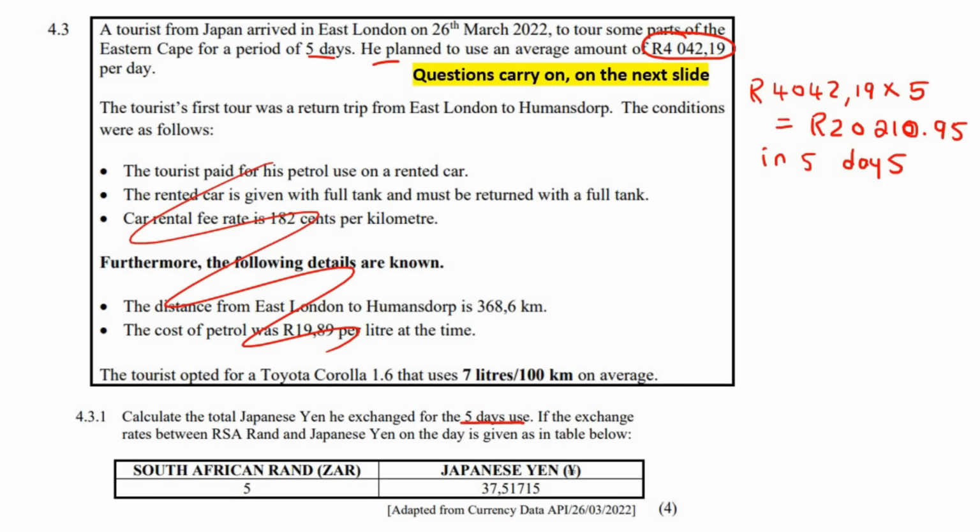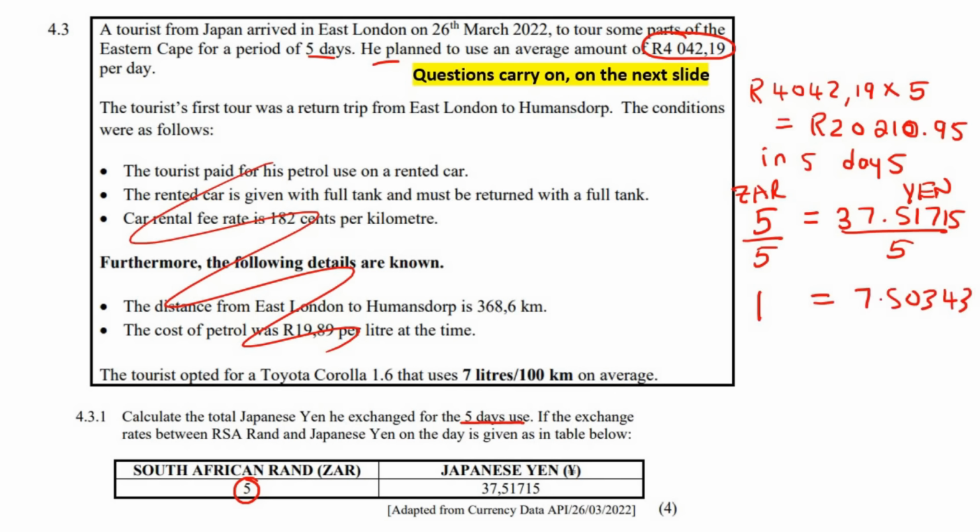Okay, now they're being complicated. So check this out. We know that 5 rand will give us 37.51715 Japanese yen. So what would 1 rand give us? Well, how would I turn this number into a 1? Remember, this is ZAR and this is yen. To get this into a 1, you would divide this side by 5. And in mathematics, what you do to the one side, you do to the other side. So 1 rand will give us 7.50343. So for 1 rand, you will be able to get that many Japanese yen.